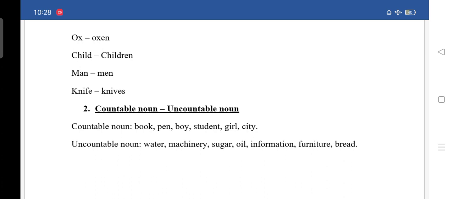Bread, you may be thinking we can count 1, 2, 3. It has different slices in a pack. We are telling it as slices, but by adding all the slices, it will be one bread. So we call it bread, we don't say slice. Okay, so uncountable nouns are water, machinery, sugar, oil, information, furniture, bread.